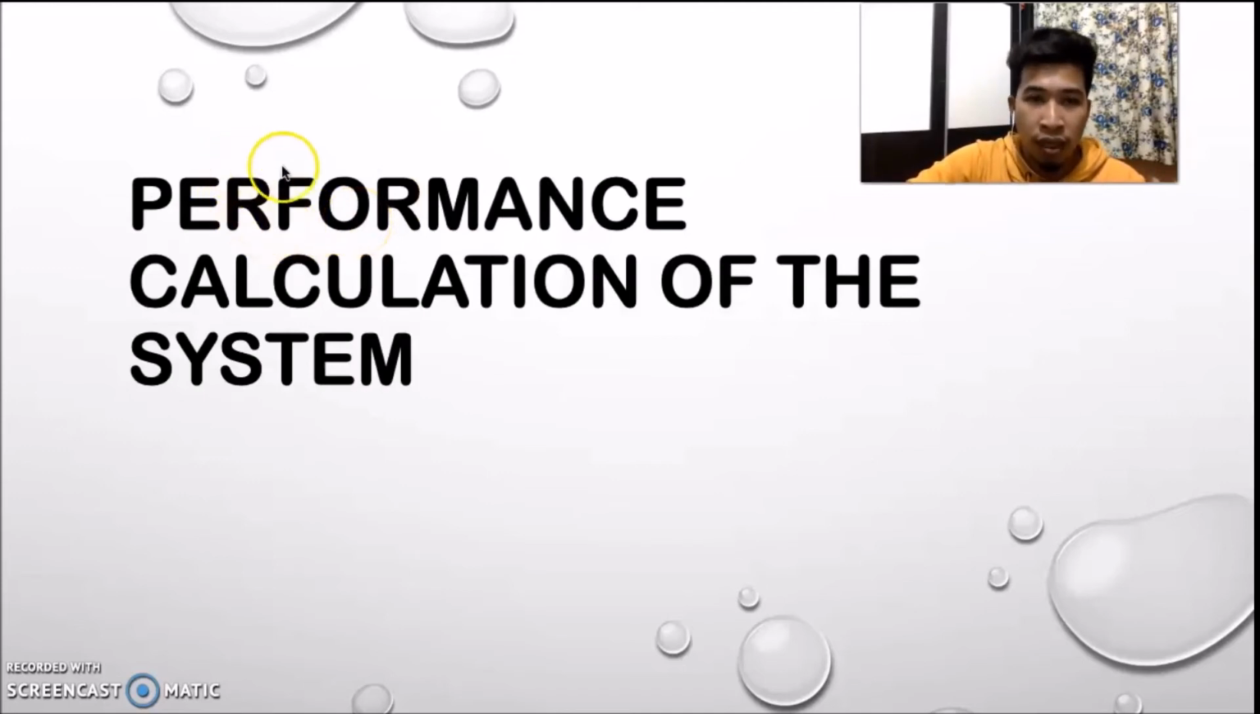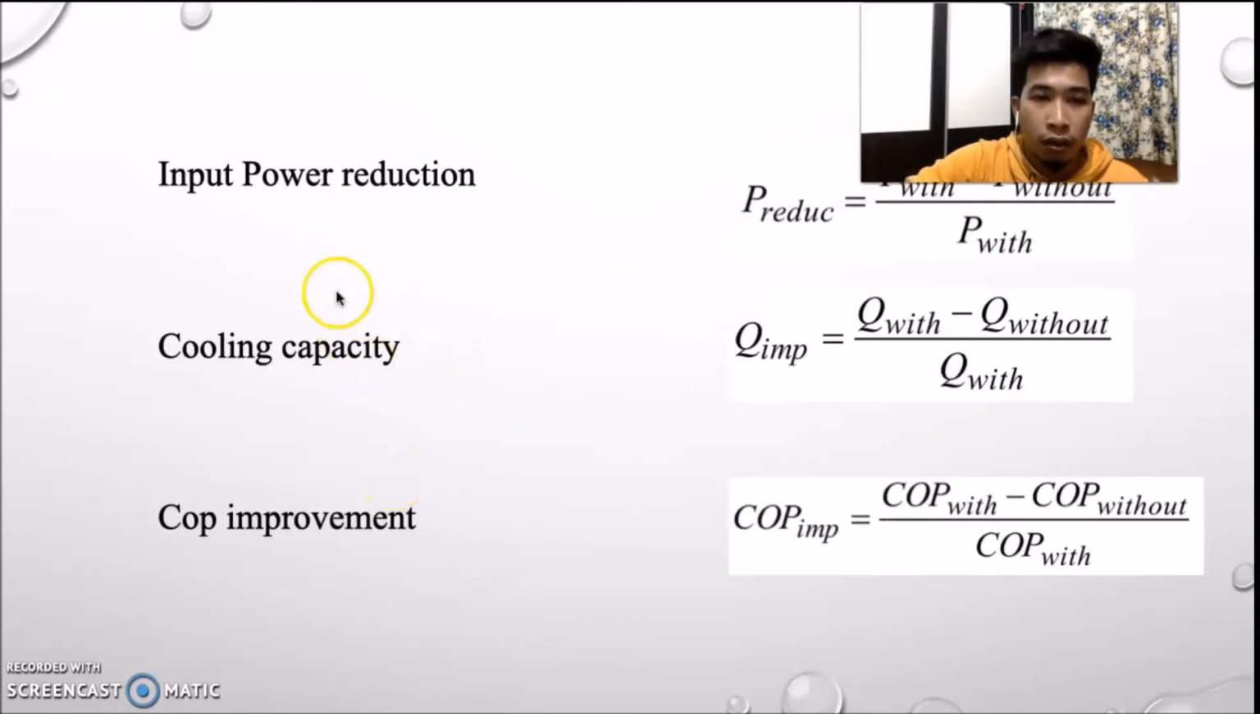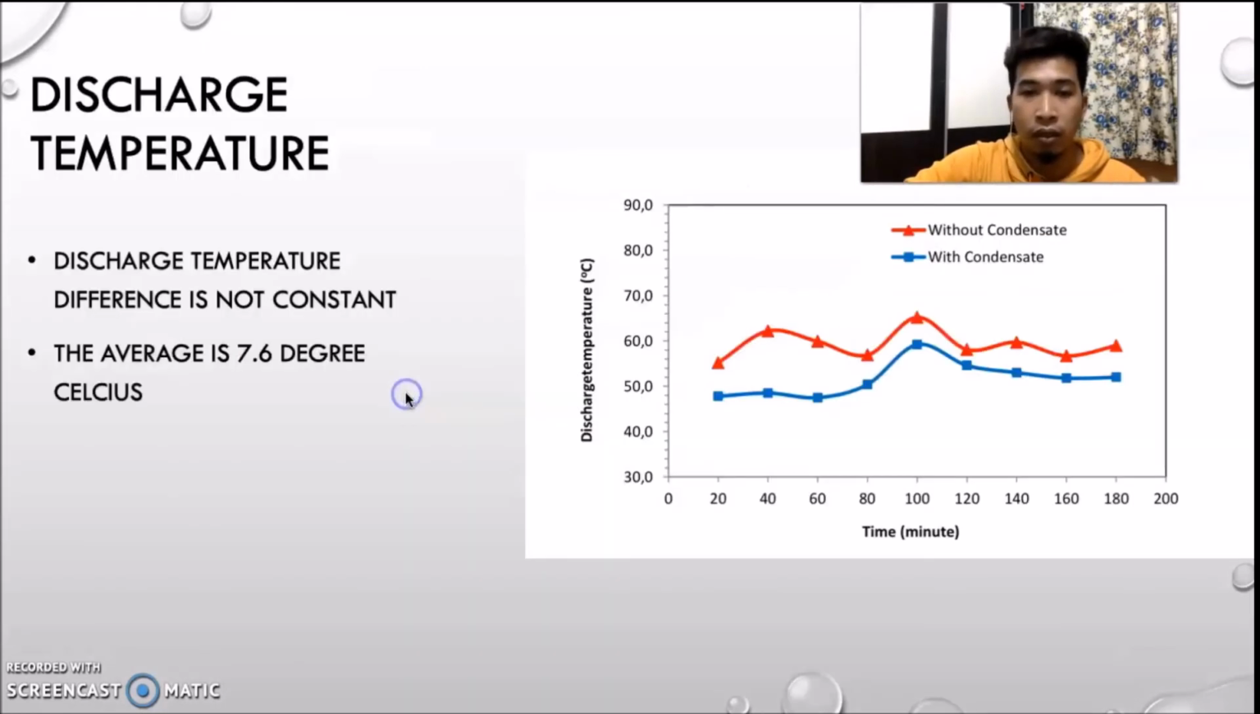Now I want to present the performance calculation of the system. Before that, we need to know the essentials: input power, power consumption, cooling capacity, and coefficient of performance. At the right side is the equation for each of these. Next are input power reduction, cooling capacity, and COP improvement. And on the right side, as I said before, are the equations for each of these.